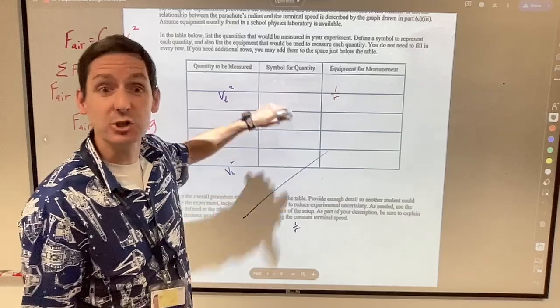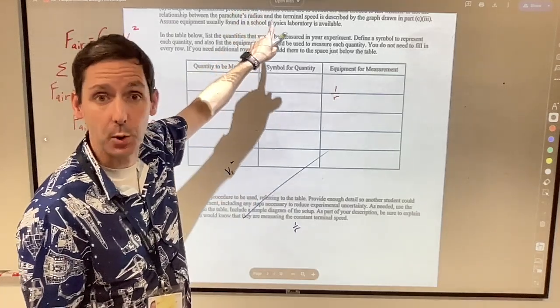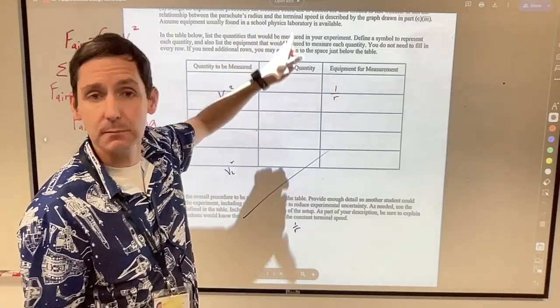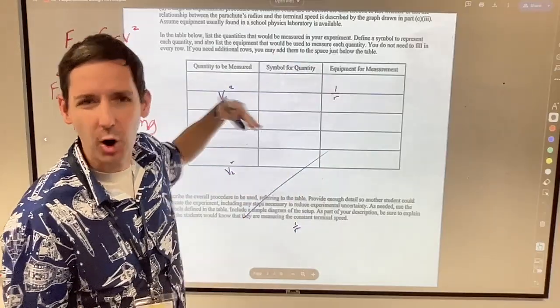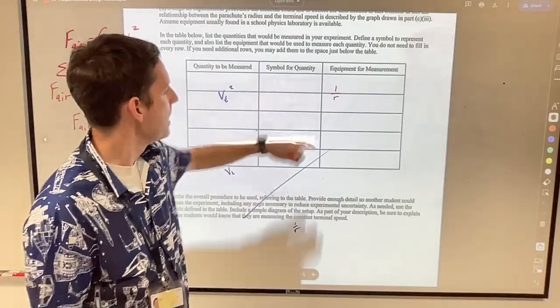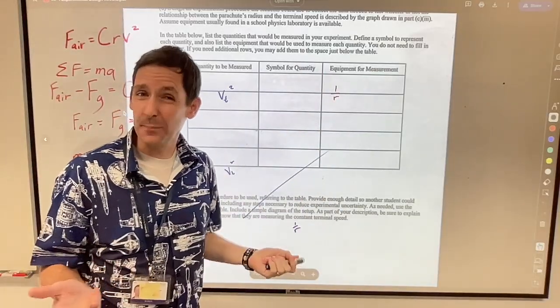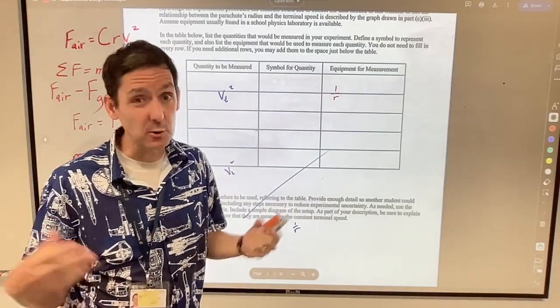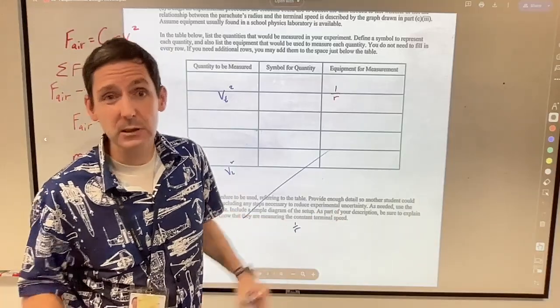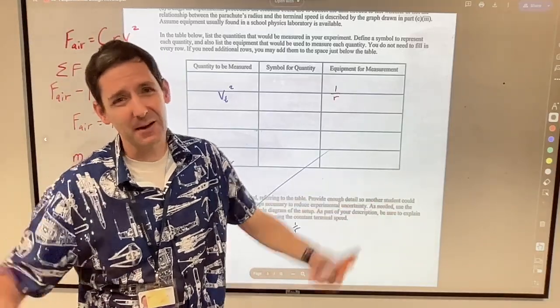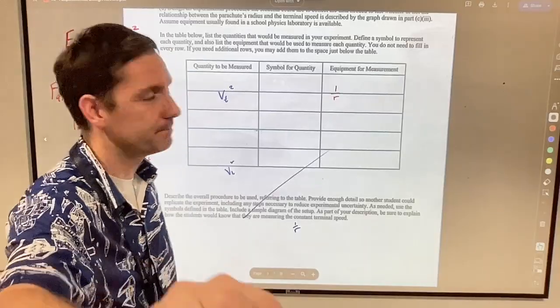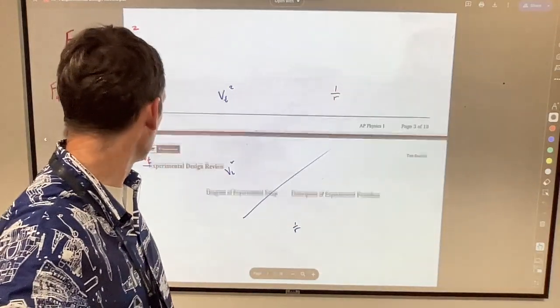The symbols need to match anything that I've done prior, okay? Don't make new symbols if they have already defined some symbols for you. And then I'll write down the equipment that I use to measure it. Try not to make up equipment. Use equipment that you've used before or that you know about, because that means that it's definitely in a high school classroom.